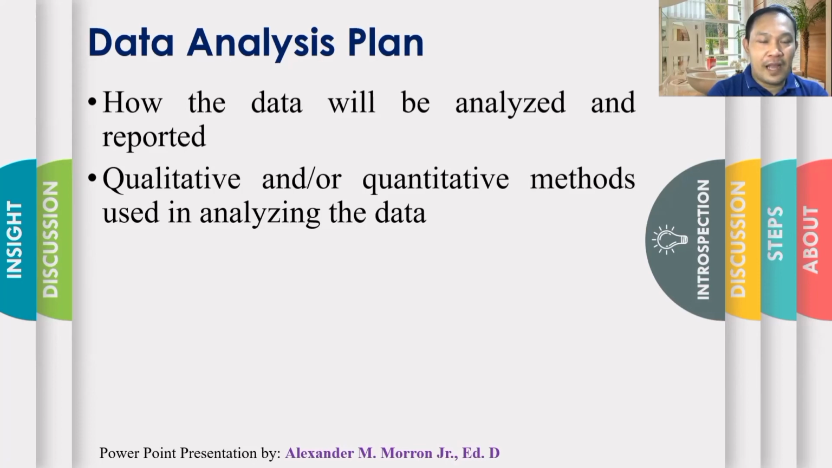And as I said, for the action research methods, we have 4. The first one is the participants. The second one is the data gathering methods. The third one is the ethical issues. And the fourth one is the data analysis plan.